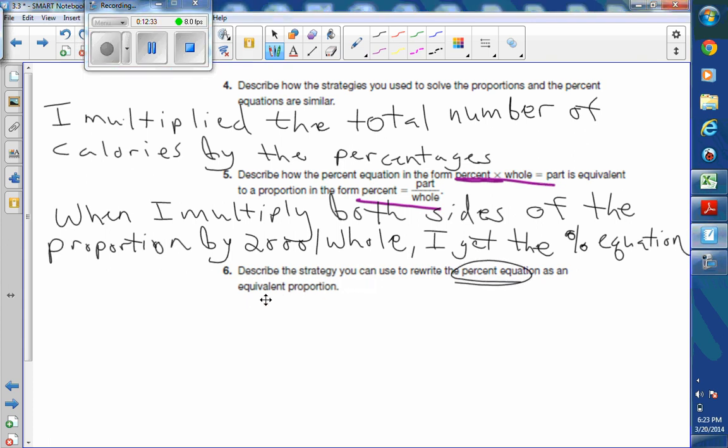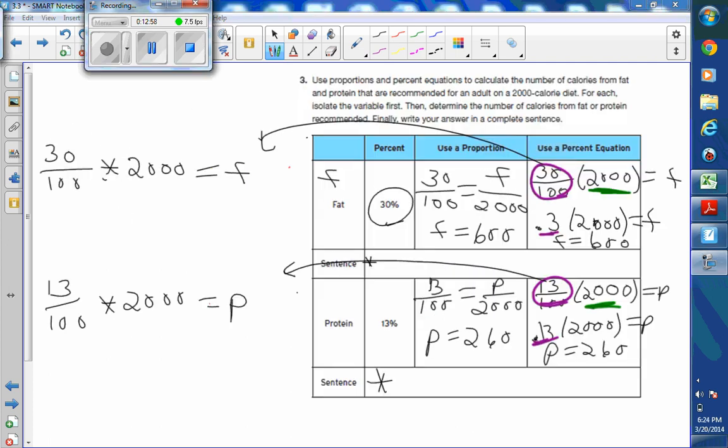Okay, so number 6 says, describe the strategy you can use to rewrite the percent equation as an equivalent proportion. So now we're going to go backwards. Basically, we're trying to see that these are both the same thing. So if you multiplied by the whole to get from the proportion to the percent equation, what do you think you're going to do to go backwards? Well, hopefully you're thinking I should divide by the whole. So let's go back and look.